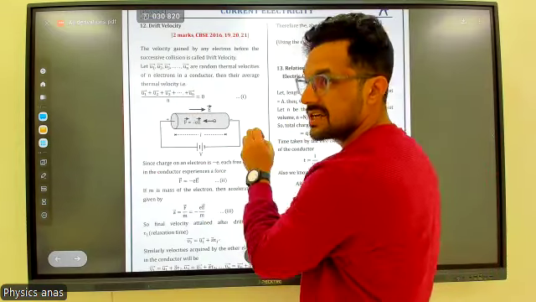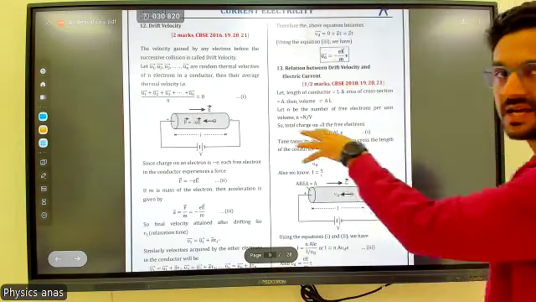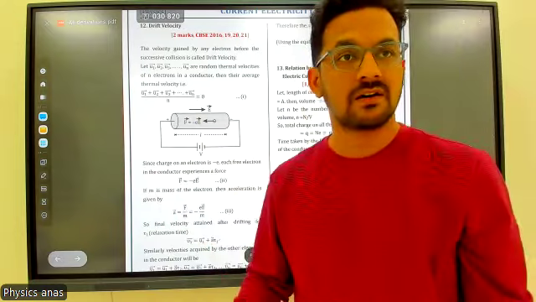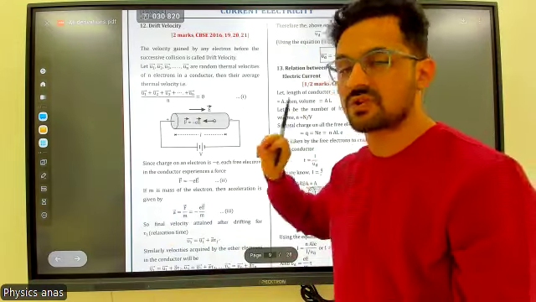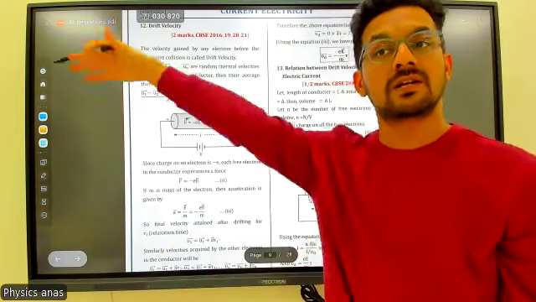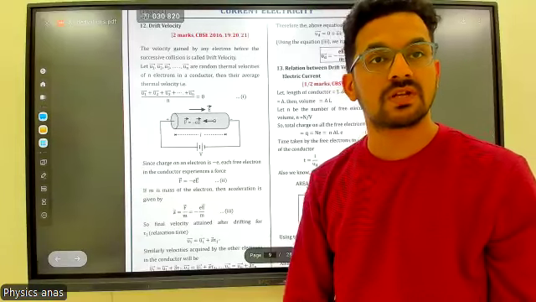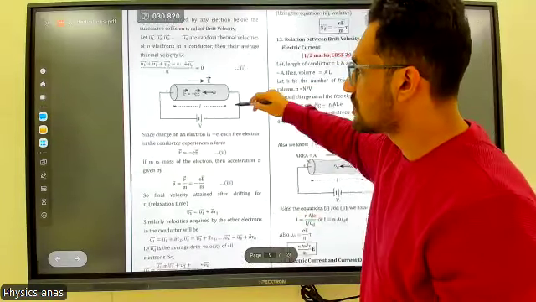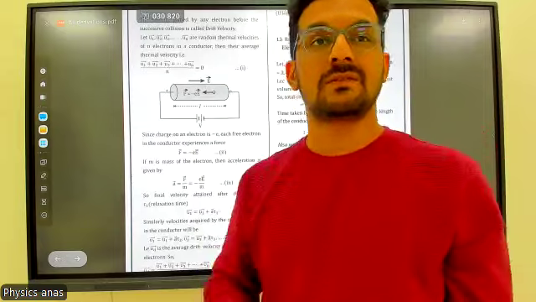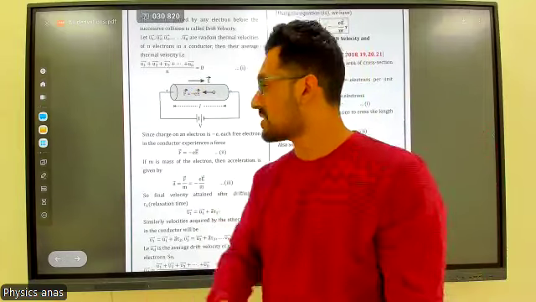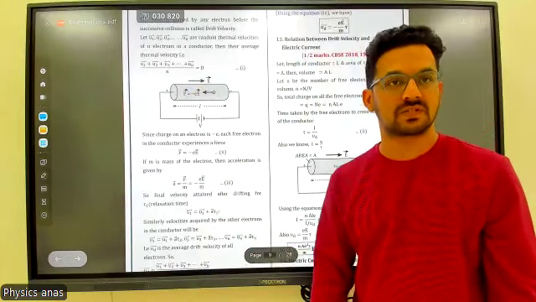If you are connecting a conductor to a potential difference, that means you are applying an electric field. If an electric field is applied, the electrons will be moving opposite to the electric field, and the electrons will be having an average velocity. That average velocity is called drift velocity.